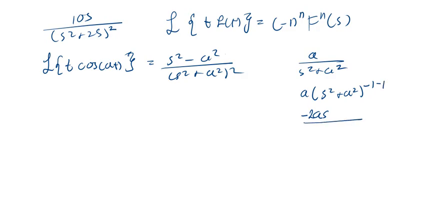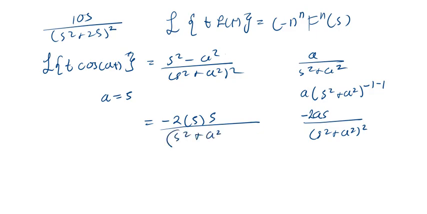Then you have s squared plus a squared to the power 2. Then observe that you have 25 here. So it's possible that our a is equal to 5, because here you say 5 squared. So now you'd say, okay, I have minus 2, multiplied by 5, then I have s divided by s squared plus a squared, to the power 2. This I know is going to give me minus 10s divided by s squared plus a squared, squared, like this.